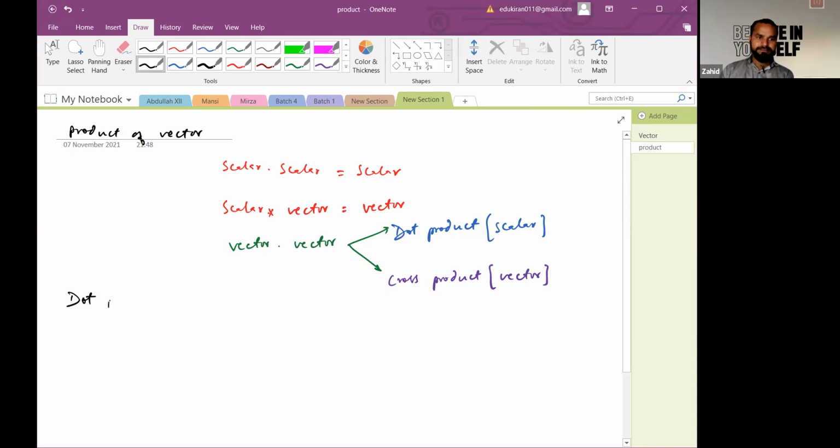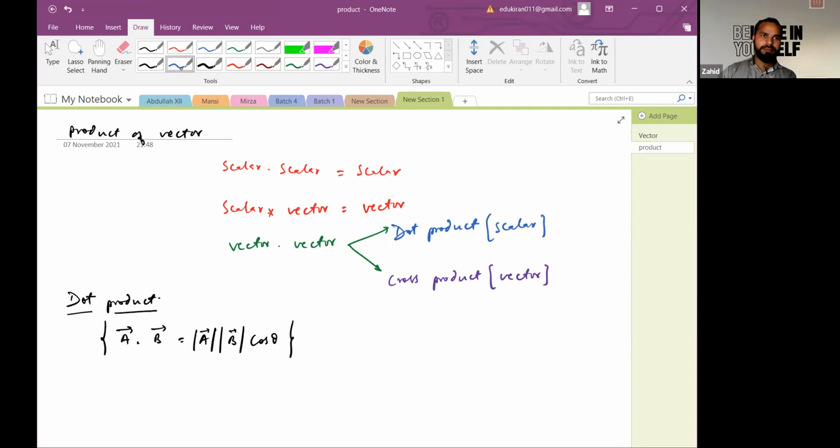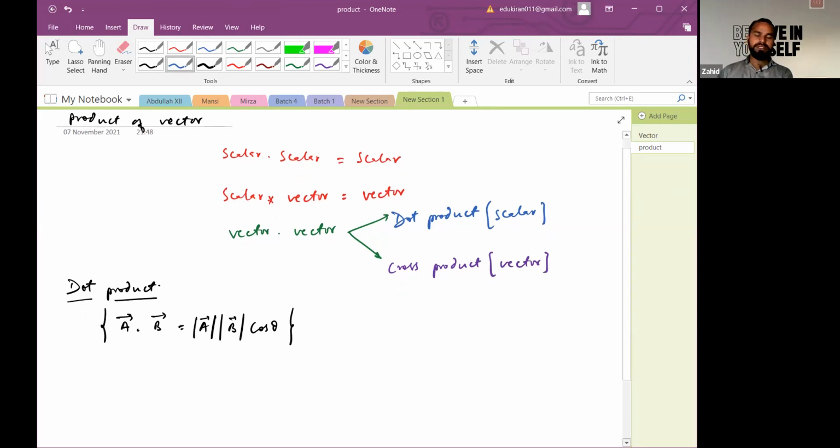So first is the dot product. There is a formula: A dot B is equal to mod of A, mod of B times cos theta. This is your actual formula to find the dot product. I'm giving a relation on this basis regarding unit vectors. First of all, write it down till this part.